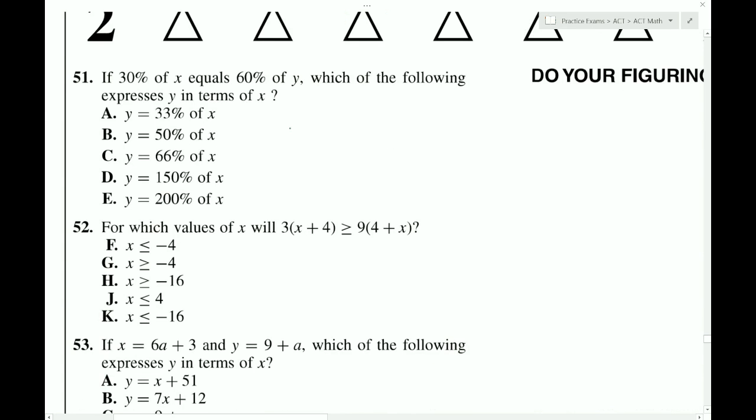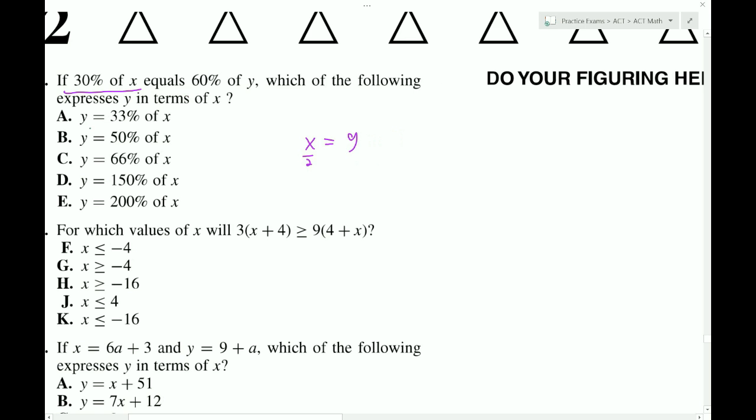If 30% of x, so that's 0.3 times x, equals 60% of y, so that's 0.6 times y, which of the following expresses y in terms of x? So we just get y by itself, divide by 0.6, and you'll find that y equals, well, this is really a half, right? So y is equal to half of x, also known as 50% of x.